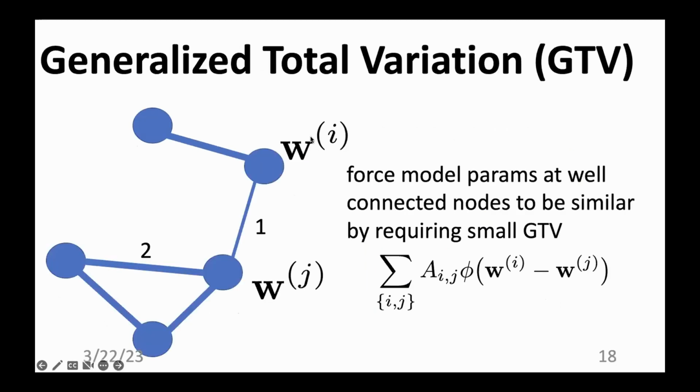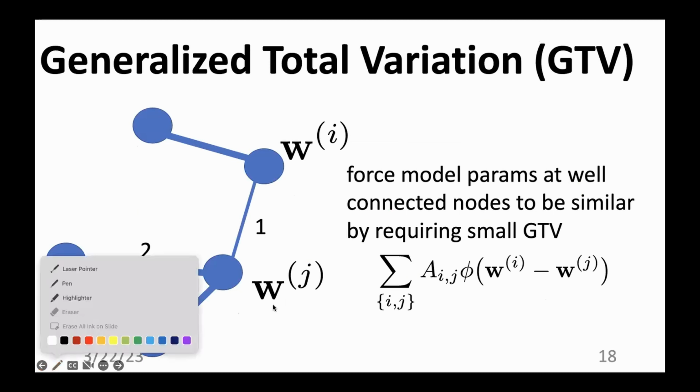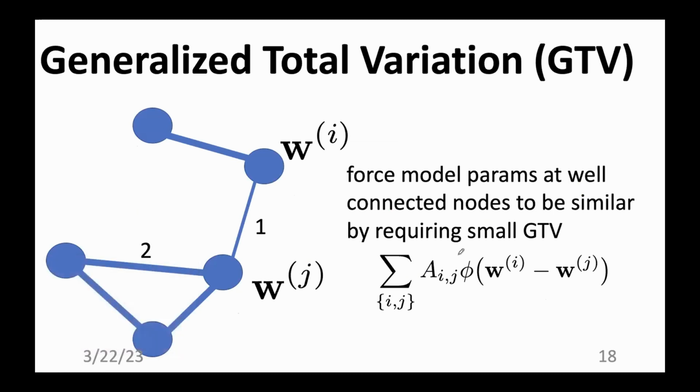And now we can also use the edge weights. So we can use this measure of similarity to scale the variation. We want to penalize the variation across an edge even more if it has a large weight. So if this is large, then this penalty term will be scaled up. And we sum these variation measures over all edges. So in general, over the whole network, we want to have similar model parameters at well-connected nodes.